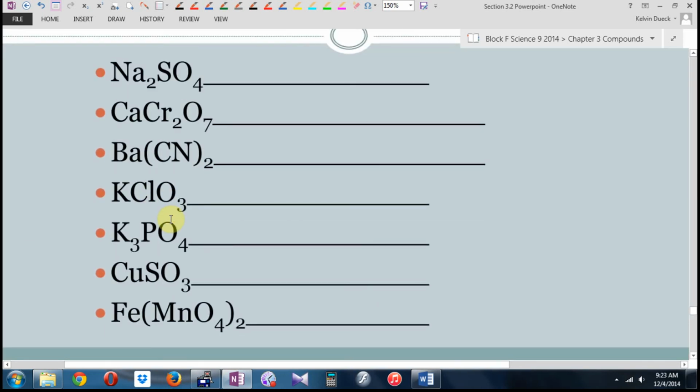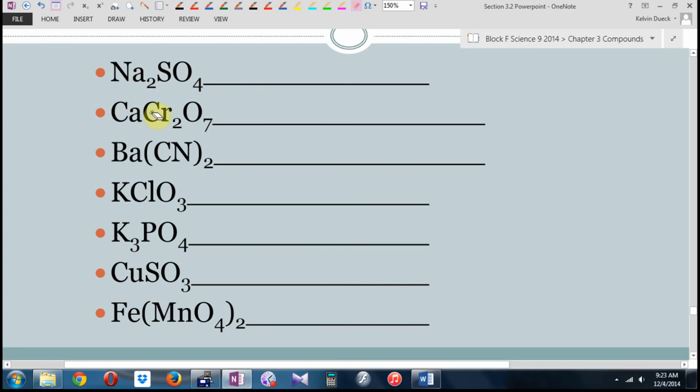We're just going to do these ones out loud together. Not going to write them. Na, first of all, polyatomic or not? Sodium. You guys have this on your sheet? Okay, we're going to do them together. Good. Sodium, polyatomic or not? So sodium, what's SO4? This is sodium sulfate.